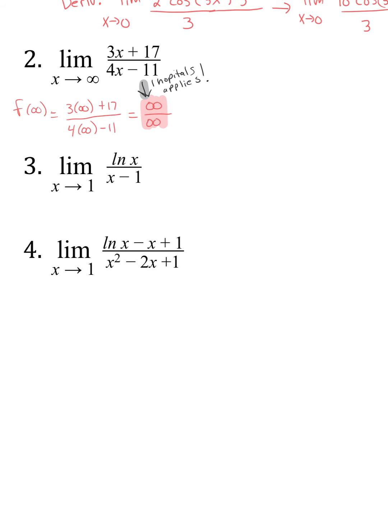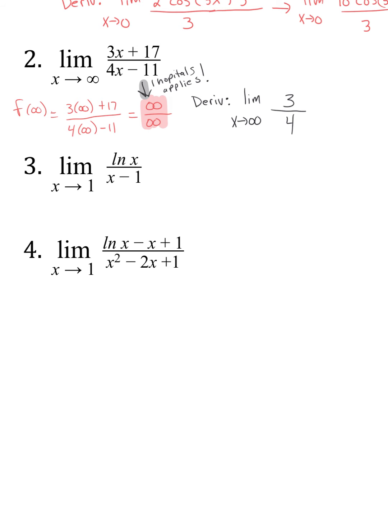Okay, so now we go ahead and we take the derivatives. So we have the limit as x approaches infinity. On the top, the derivative of 3x is 3, and the derivative of 17 is 0. On the bottom, the derivative of 4x is 4, and the derivative of negative 11 is 0. So when we take the derivatives, we get 3/4.